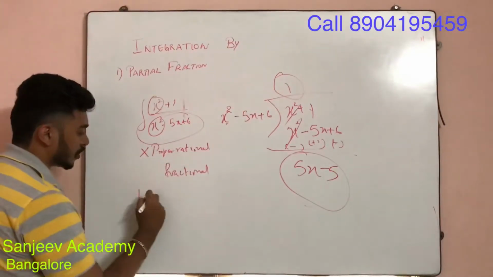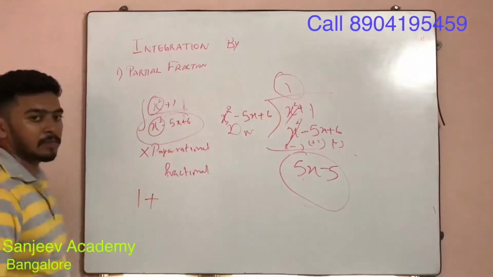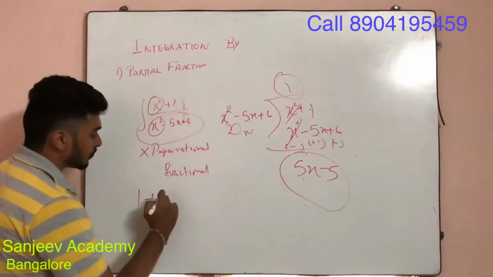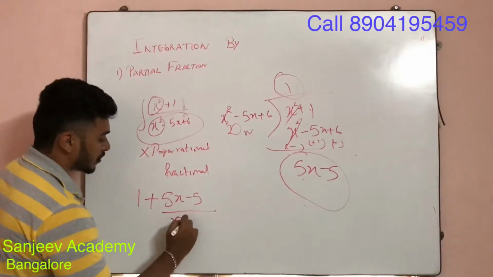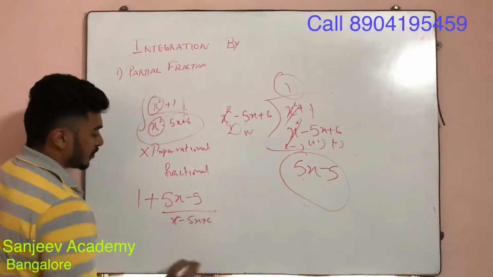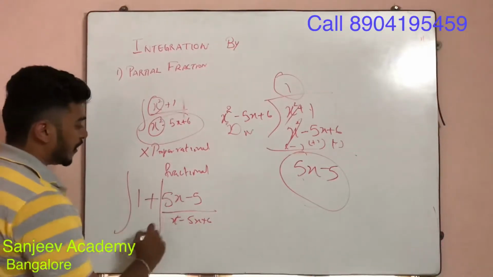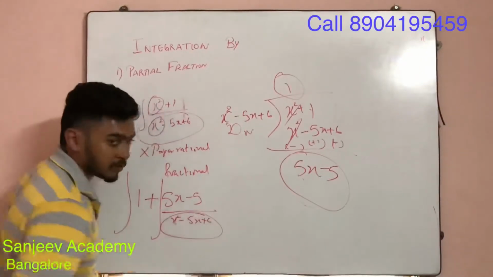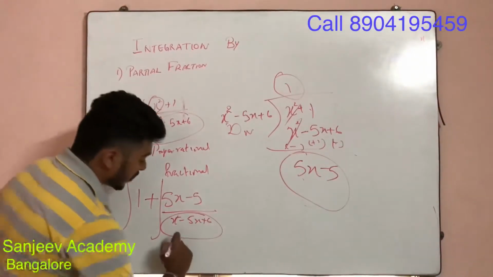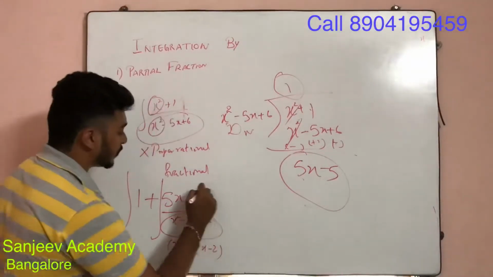Quotient plus remainder by divisor. So 1 plus (5x minus 5) by (x square minus 5x plus 6). Now it becomes easy. Integral of 1 is x. Then integral of (5x minus 5) by (x square minus 5x plus 6). But what is the prime factorization of this particular thing? x minus 3 into x minus 2.